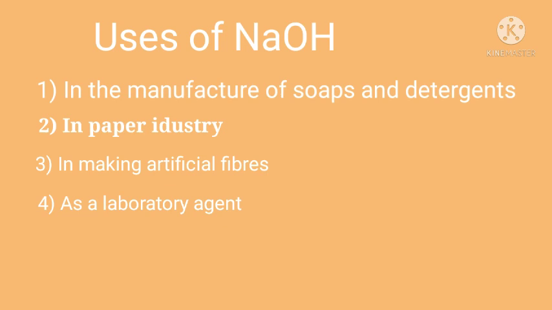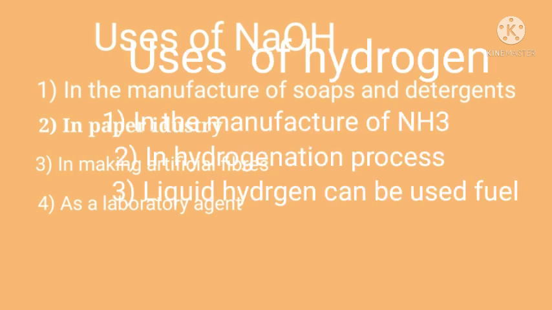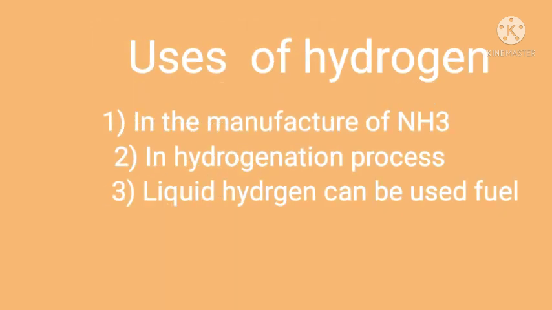It is used in the manufacture of soaps and detergents. It is used in the paper industry. It is also used in making artificial fibers, and it can be used as a laboratory reagent. Now, next about the uses of hydrogen. Hydrogen can be used in the manufacture of ammonia, and it is used in the hydrogenation process, and liquid hydrogen can also be used as a fuel.